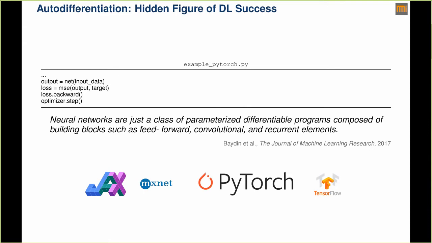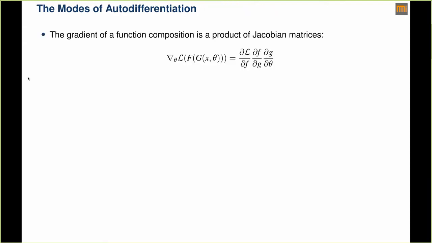I'd like to really see these auto differentiation libraries as a hidden figure of the success of deep neural networks. And I think there's a lot to be learned in how we can more effectively do auto differentiation to improve learning in our systems, as I'll be talking about here. And I'd like in particular to focus on one variant of auto differentiation.